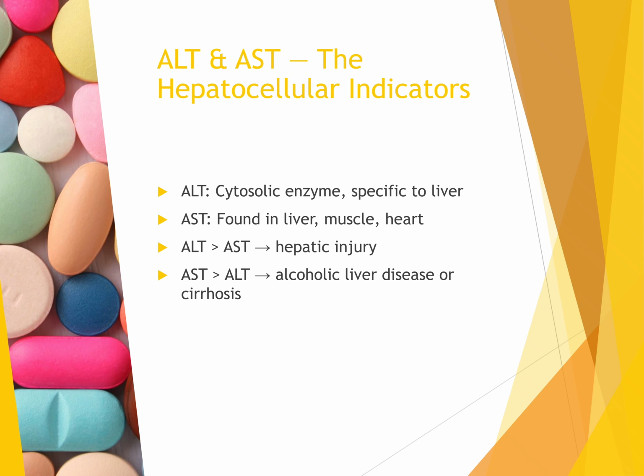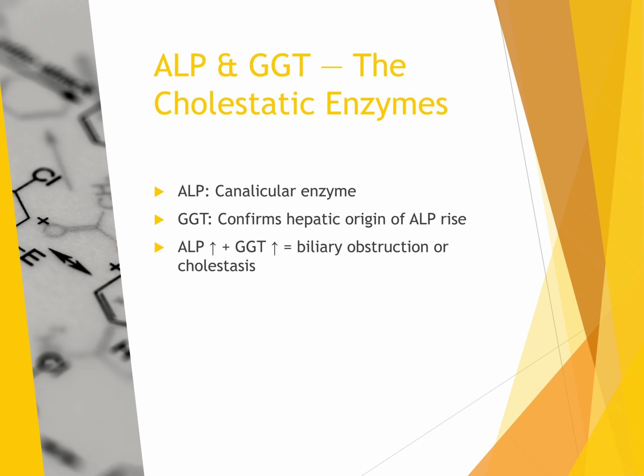It's diagnostic gold. ALP loves bile ducts. If bile flow is blocked, ALP climbs. But ALP alone isn't enough. GGT helps confirm it's hepatic. If GGT is also elevated, you're looking at a cholestatic pattern.